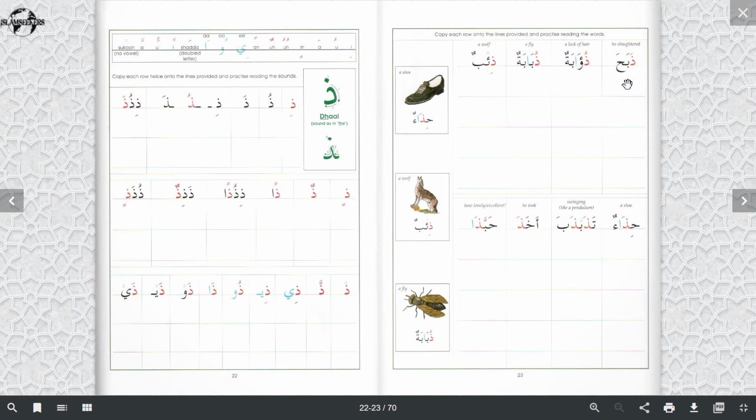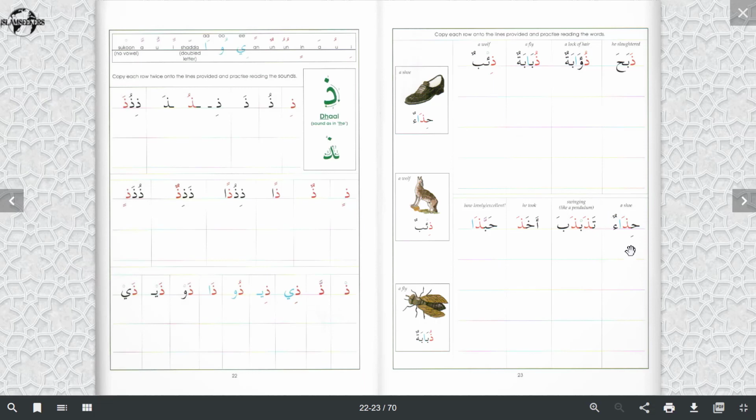Page 23. Listen carefully and repeat. Line 1. He slaughtered. Dhabaha. A lock of hair. Dhu'abatun. A fly. Dhubabatun. A wolf. Dhi'bun.